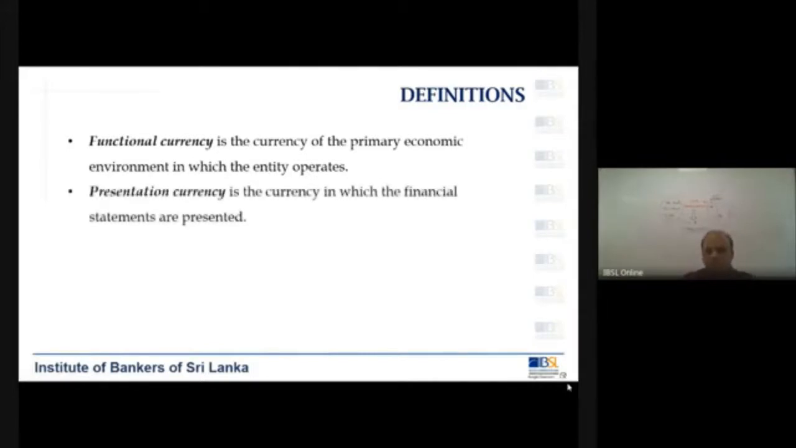So the presentation currency is already known. Presentation currency is the currency in which the financial statements are presented. As I told you, in this case, it is rupees.